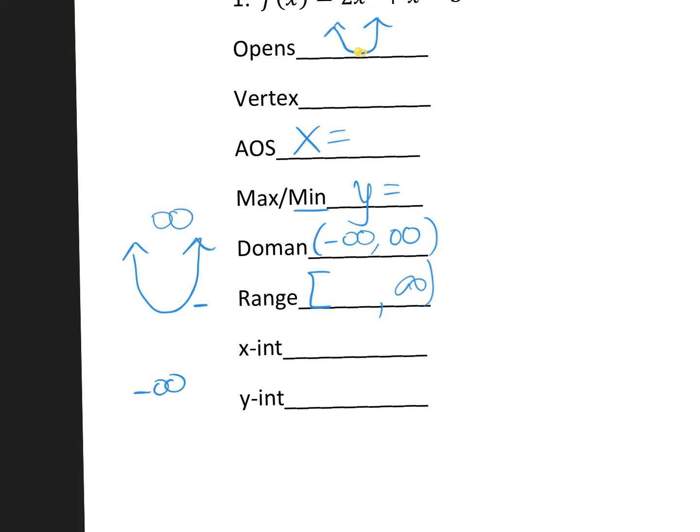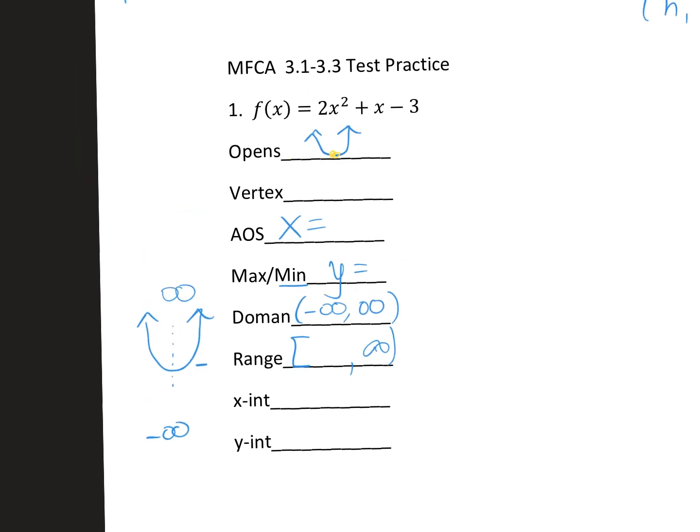Yes, ma'am? Because it's always the vertical line that cuts the parabola in half, so it's going to be the x part of the vertex. And then you can tell your y-intercept just by looking.